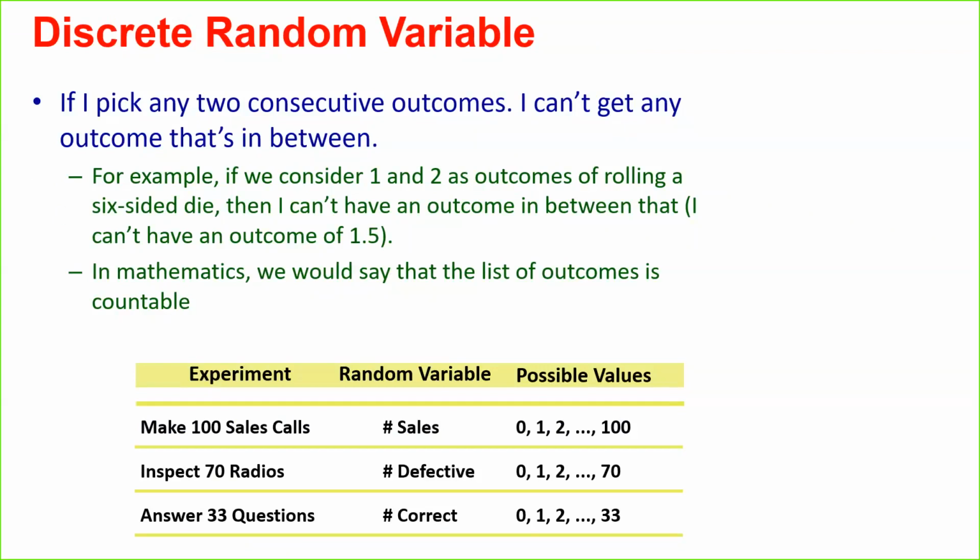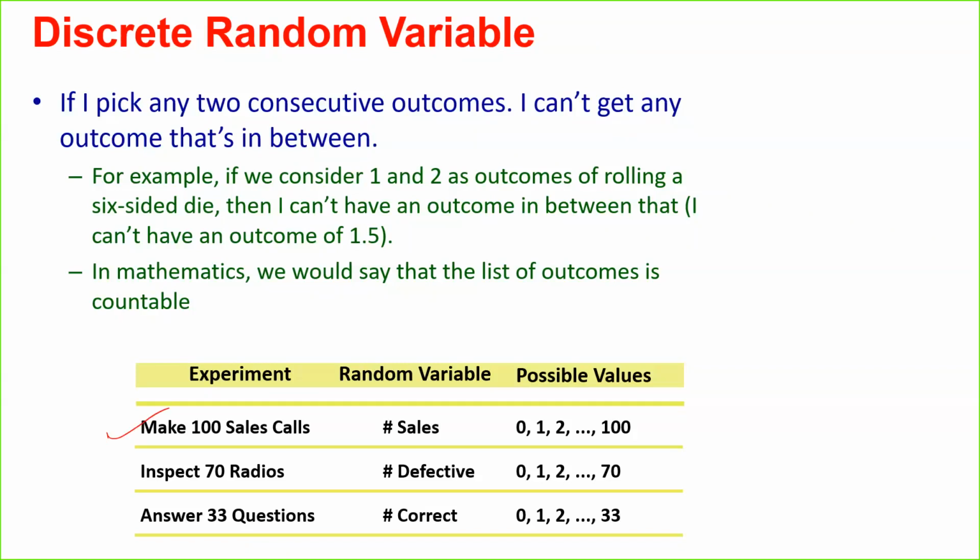Here are a few examples of this. Let's say the experiment is making 100 sales calls and the random variable indicates the number of sales. When you make 100 sales calls, the number of successful sales could be 0, 1, 2, or it could be 100 as well.